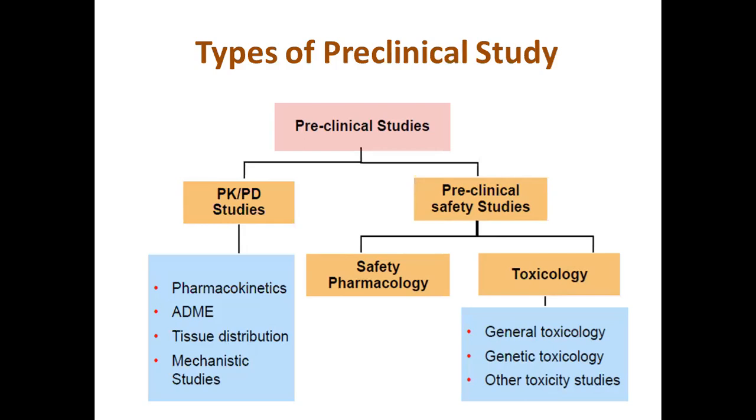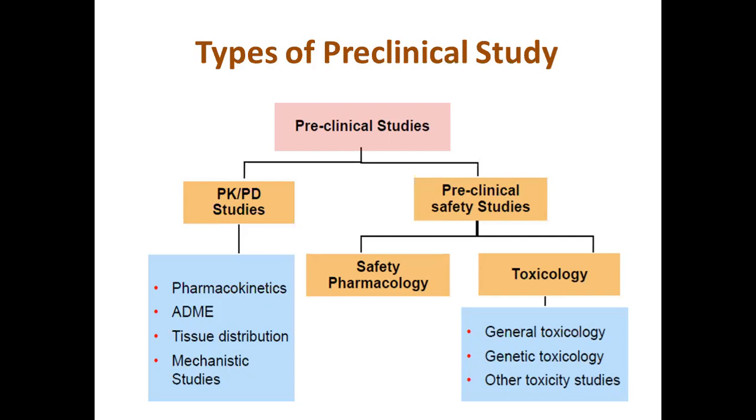Non-clinical studies can again be divided into two broad groups. One is pharmacokinetic and pharmacodynamic studies, by which we know about the pharmacokinetics: absorption, distribution, metabolism and elimination, tissue distribution, and mechanistic studies. We understand the proof of concept in animals.